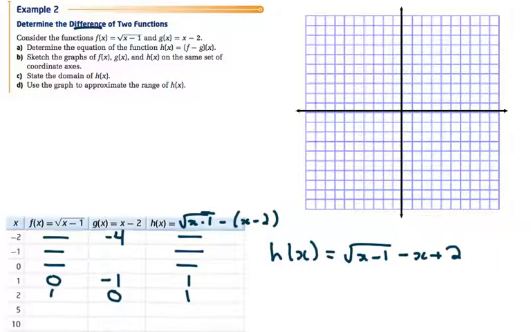Plug in 5 for f, we'll get 2. In for g, we'll get 3. 2 minus 3, negative 1. Plug in 10 for f, we get 3. 10 for g, we get 8. 3 minus 8, negative 5.